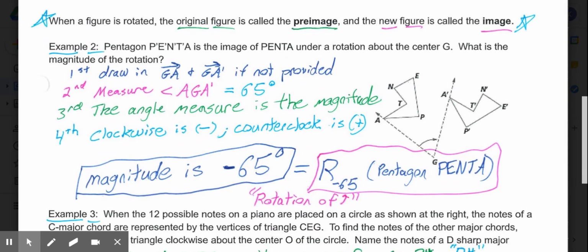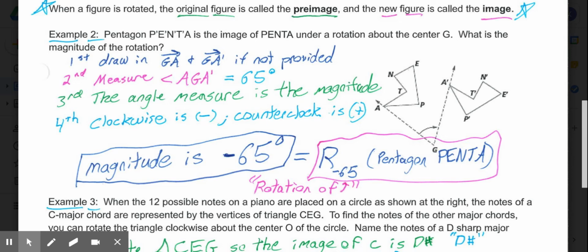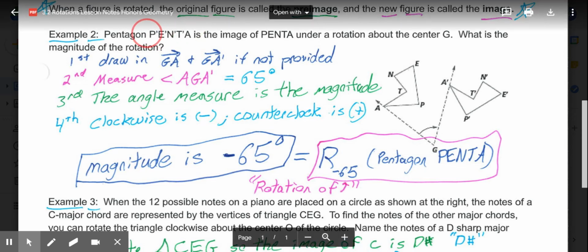Now, in example 2, it says pentagon P prime, E prime, N prime, T prime, and this should be an A prime. So our image has all the primes, meaning it's our new location. So the pentagon with the apostrophes is the image of our regular pentagon under a rotation about center point G. What is the magnitude of the rotation? Now, the word magnitude just means how many degrees did we rotate that image.